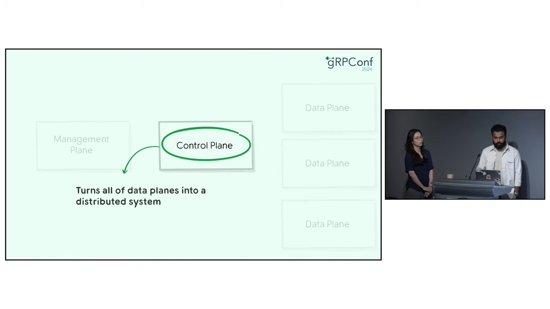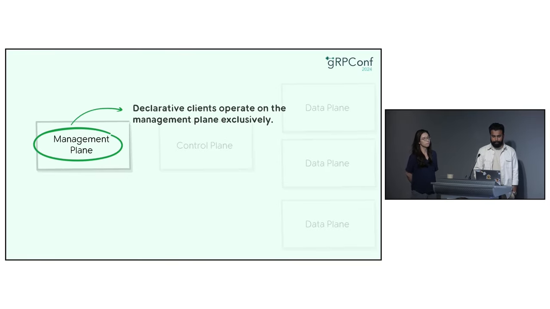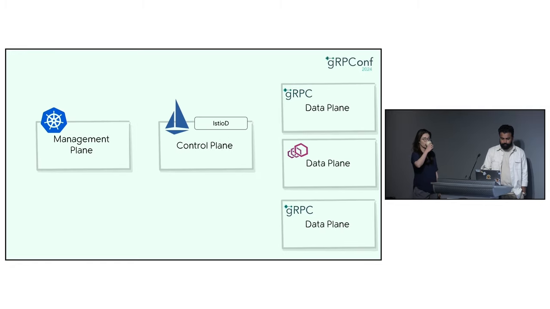The control plane provides policy and configuration for all data planes in the mesh. They do not touch the packets or requests in the system, and the control plane turns all the data planes into a distributed system. And finally, the management plane, which is the slow path and configures the control plane. Declarative clients such as Kubernetes operate on the management plane exclusively.